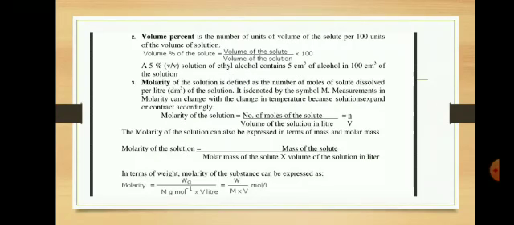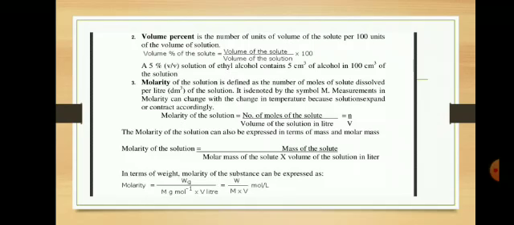Volume percent is the number of units of volume of the solute per 100 units of the volume of solution. Volume percent of the solute is equal to the volume of the solute divided by the volume of the solution, times 100. A 5% volume by volume solution of ethyl alcohol contains 5 cm³ of alcohol in 100 cm³ of the solution.